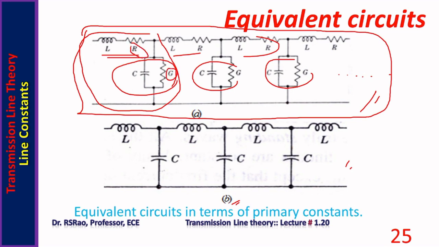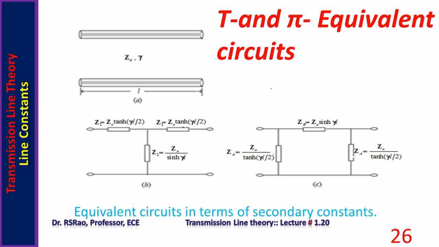Both are absent. So moving further, note R and G. These are the two parameters which take into account the losses that take place in the line. When the line is lossless, naturally R and G become 0. Another set of equivalent circuits is also in use. They are the T equivalent circuit and the pi equivalent circuit.